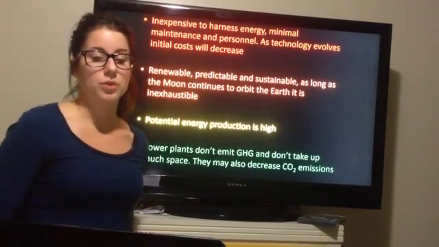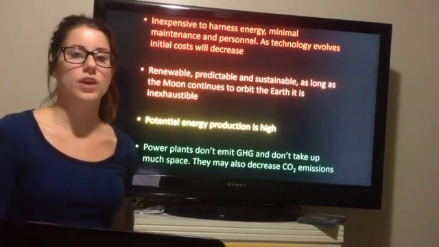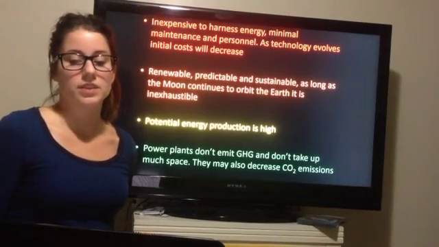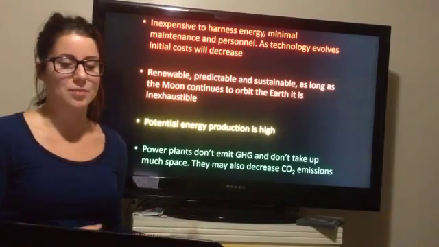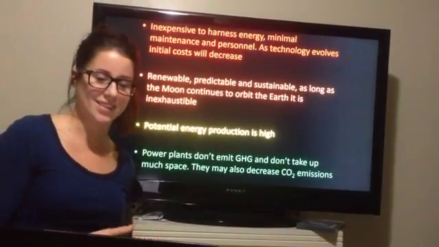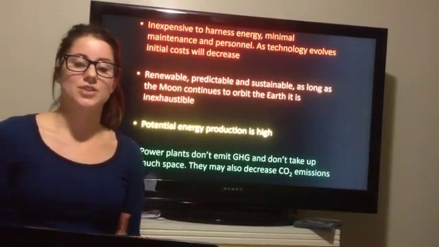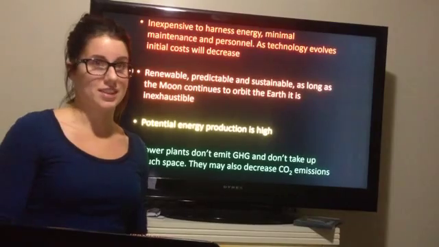Tidal energy is renewable, predictable, and sustainable. Harnessing the flow of water in predictable tidal cycles does not deplete the Moon-Earth gravitational pull. It's always going to be there. It's been there as long as the Earth has been around. So as long as the Moon continues to orbit the Earth, this resource is inexhaustible.